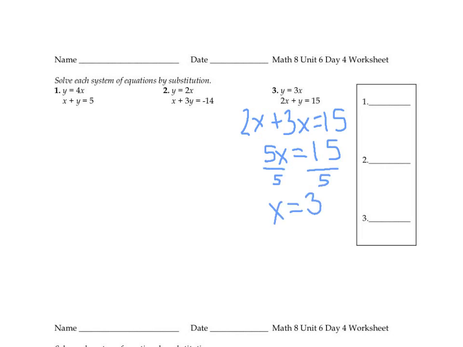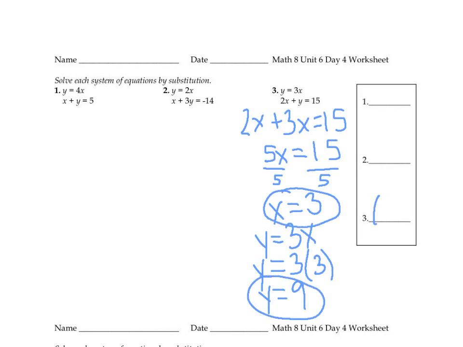Now that we found x, we also need to find y. So what we can do is plug that 3 for x into our first equation, because that is the easier one to work with. But we could plug x equals 3 into our second. But since the first one's easier to work with, let's just work with that. So we have y equals 3x, so we could just plug in our x, which is 3. And then we can solve y equals 3 times 3, which is 9. So now we have x equals 3, and we have y equals 9. So on the line, we can write our solution as 3, 9.